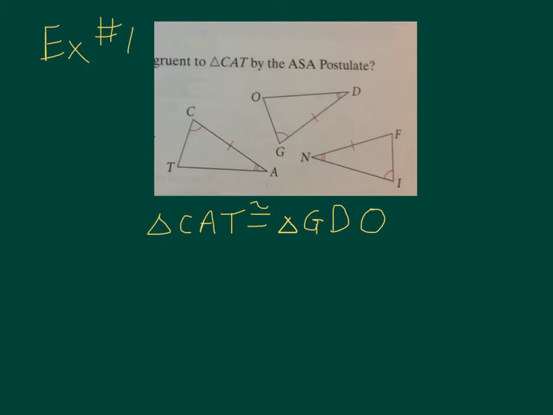Hopefully you see the triangle in the lower right, triangle FIN, does not have the included side between the two angles. That's why we cannot get that triangle congruent to the other two, because the side is not included between the two angles. Now let's look at example 2.